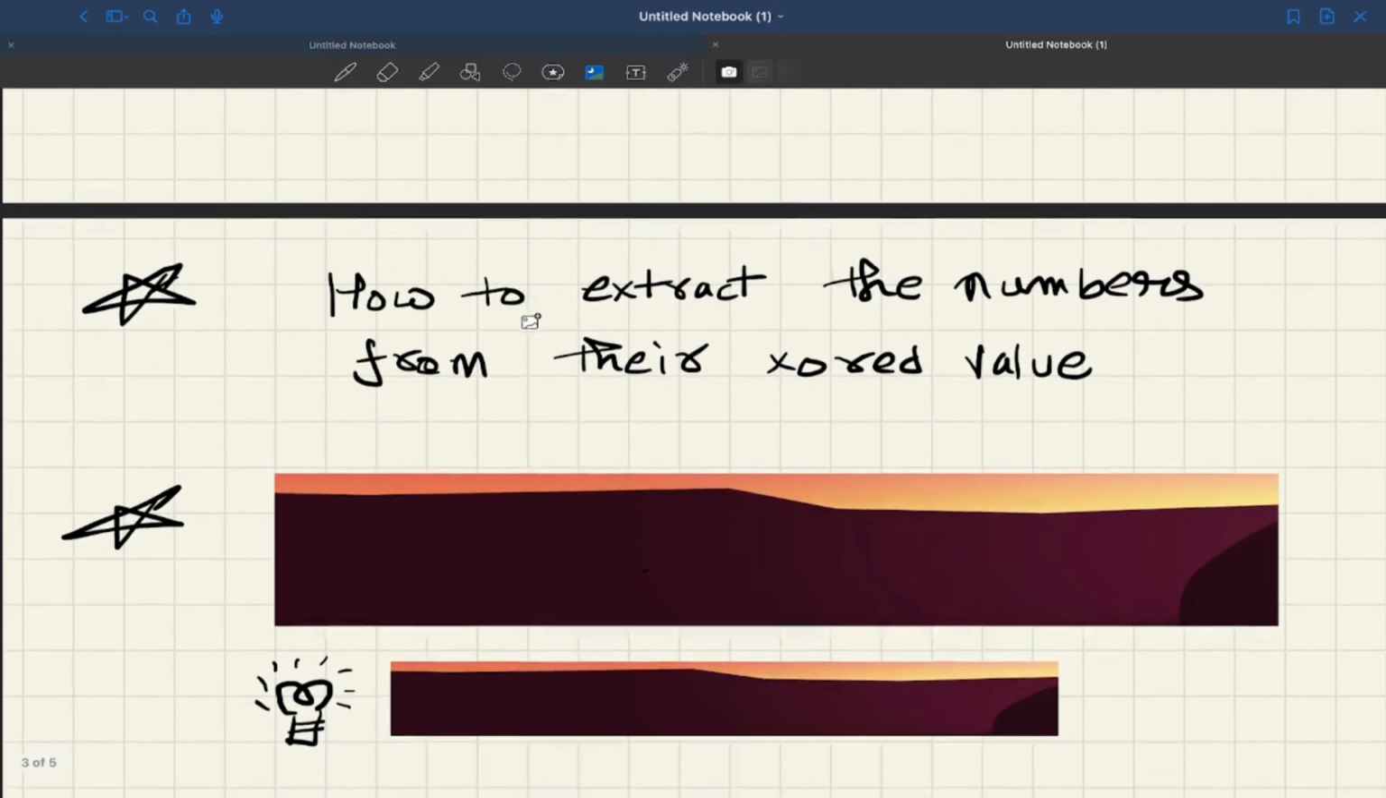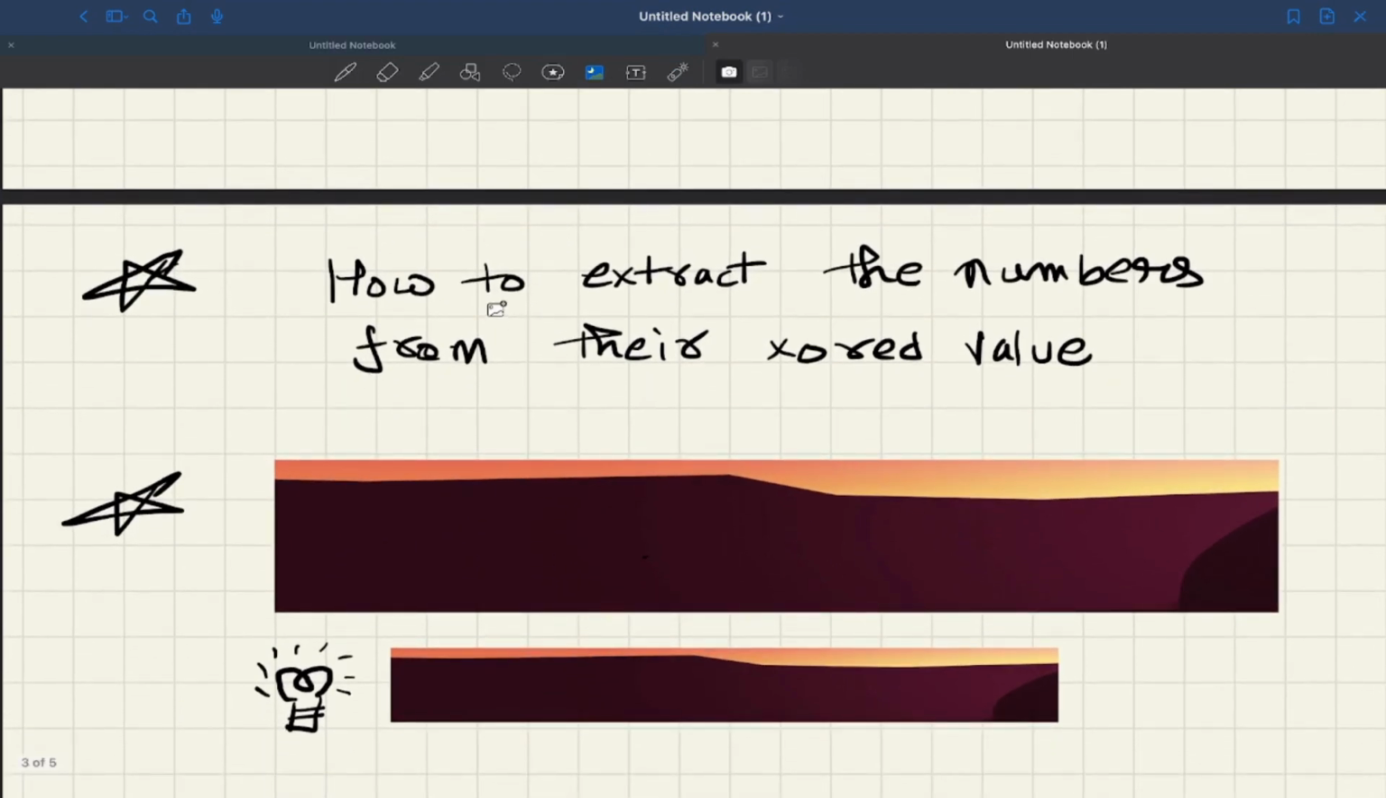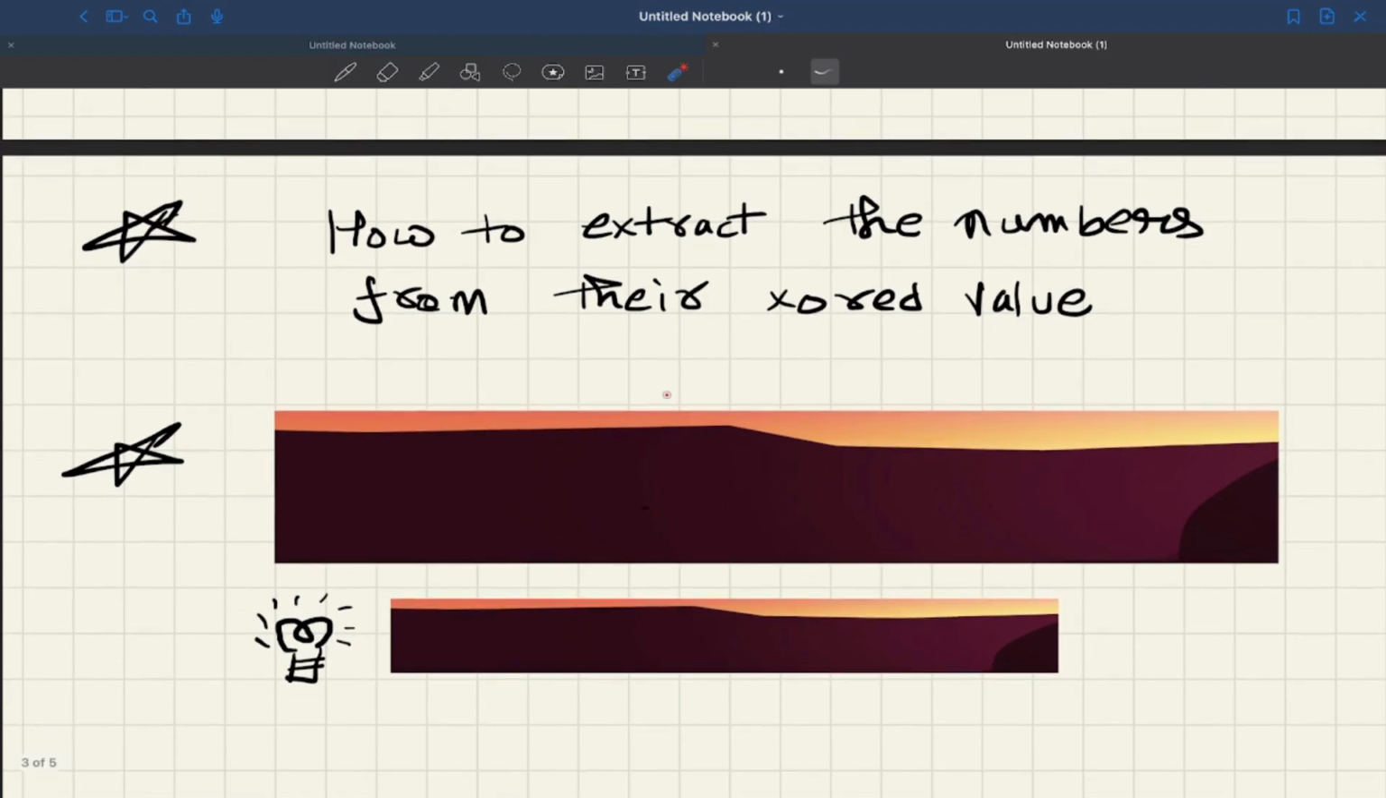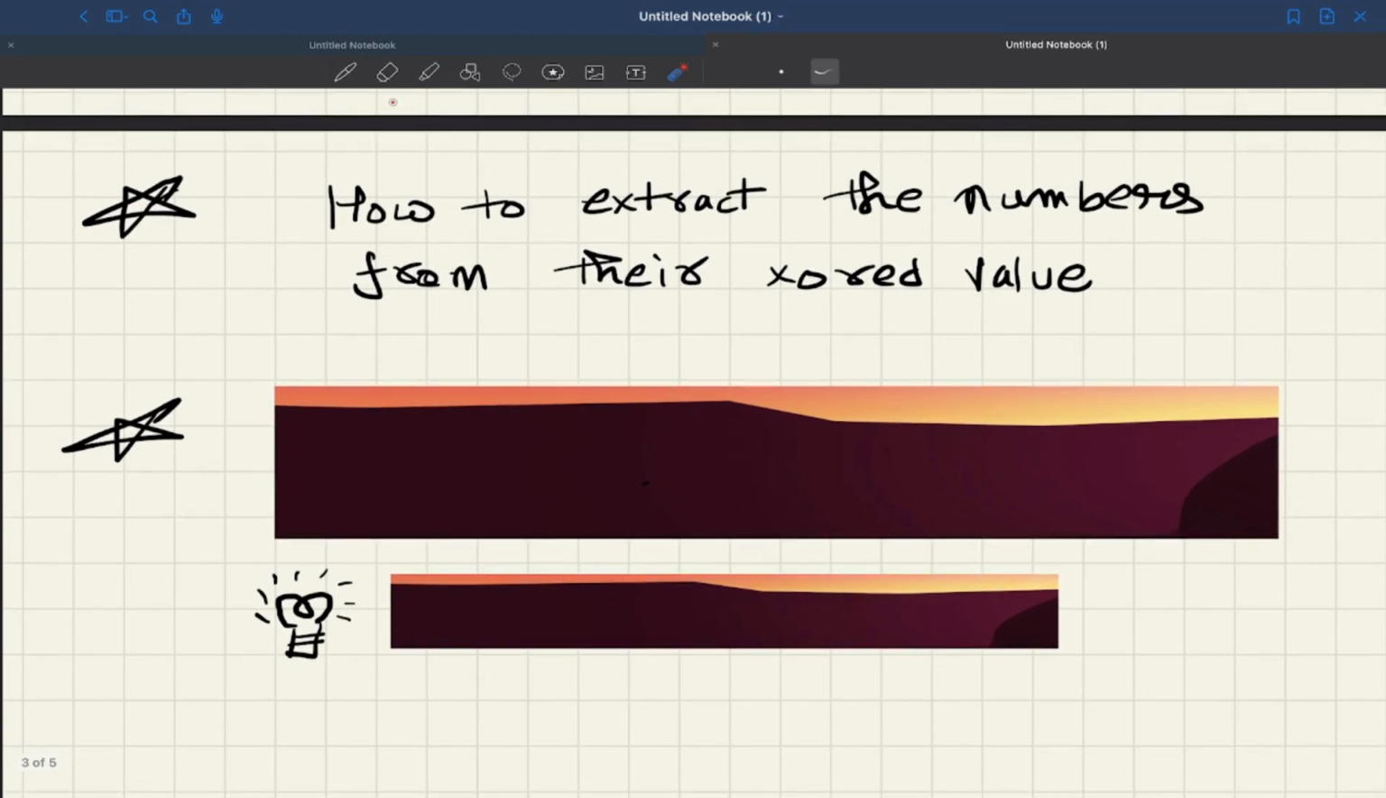Now, how to extract the numbers from their XORed value? We know that we have a value V, that is XOR of E and F. But how to extract E from their XOR value? We don't have E and F, but we have V. From that V, I have to extract E and I have to extract F also. How to extract the numbers from their XOR value? We have to think of a mechanism through which we can do it. How can we do it?